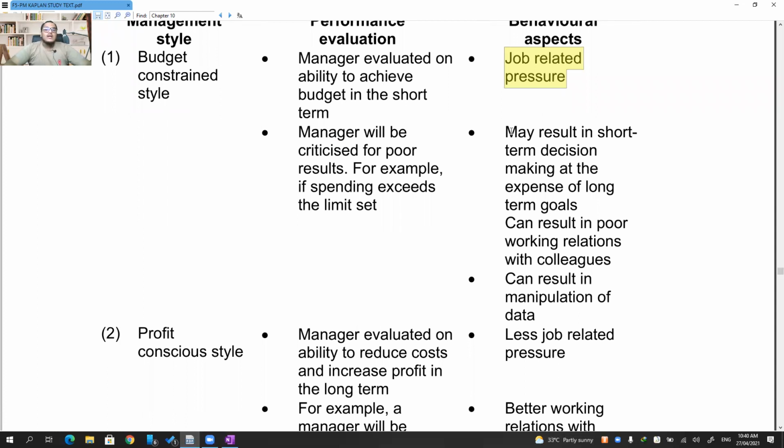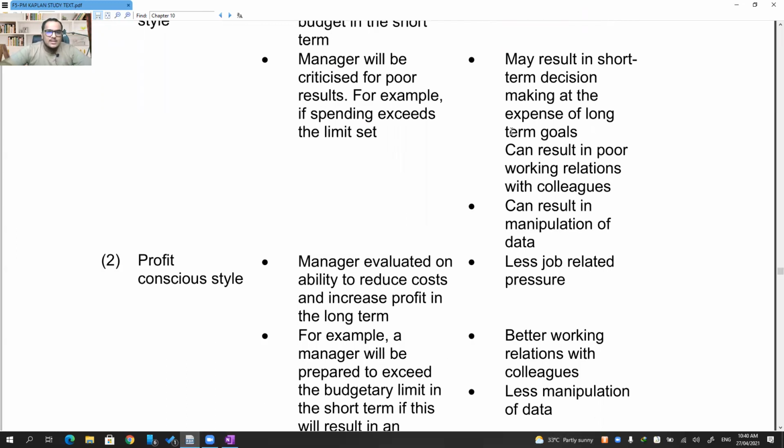And so what that does to the employee is that they will try to figure out ways in which they can gain advantage, or I can say that they'll try to figure out a method, or they'll try to do something that is not fair. They'll try to manipulate the data to make sure that they meet the targets. That is something that is a problem.